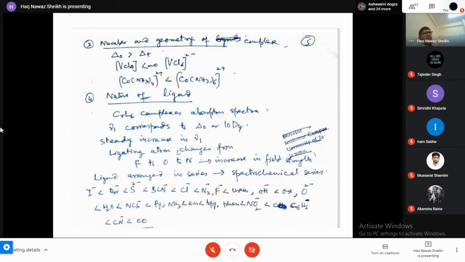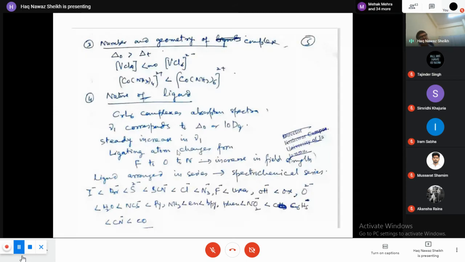So the first transition gave the value of the delta, the 10 Dq. There was a steady increase in the value of the lambda max when you change the ligating atom from fluoride to oxygen to nitrogen, right? Oxygen is also weak, nitrogen is the best base and a better ligand, and therefore we were expecting this trend, and that was observed: the position of the band increases with the basicity of the ligand, or the dipole moment of the ligand, and the effectiveness with which the ligand was forming the bond.